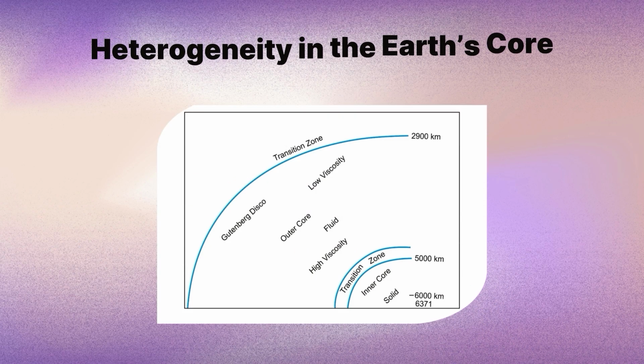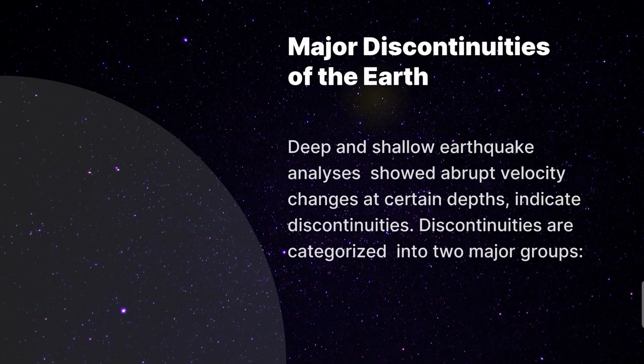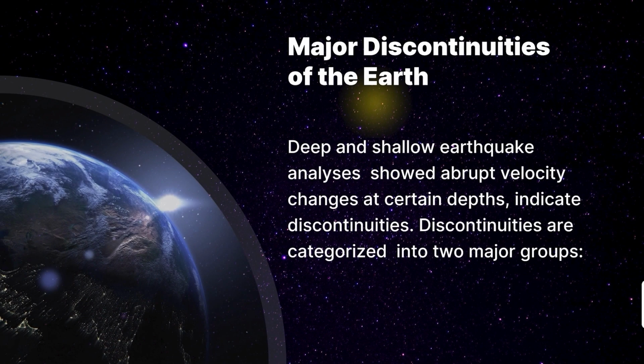Now again, heterogeneity in the core. We have a transition zone, low velocity zone, Gutenberg discontinuity, core, outer core, fluid, high velocity, transition zone, inner core and inner solid Ni-Fe. The major discontinuities of the earth can be repeated here. The deep shadow earthquake analysis showed abrupt velocity changes at certain depths, indicating discontinuities.